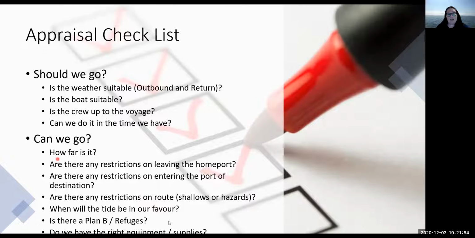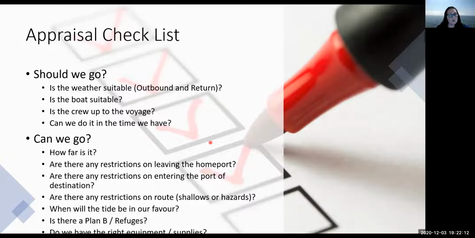But also on my can we go, do we have the right equipment and supply? So do we have the right equipment on board for this particular passage, and have we got sufficient supplies in order to get there? And again, like I say, that appraisal is really, should we go, can we go, and am I going to bother doing that passage plan?